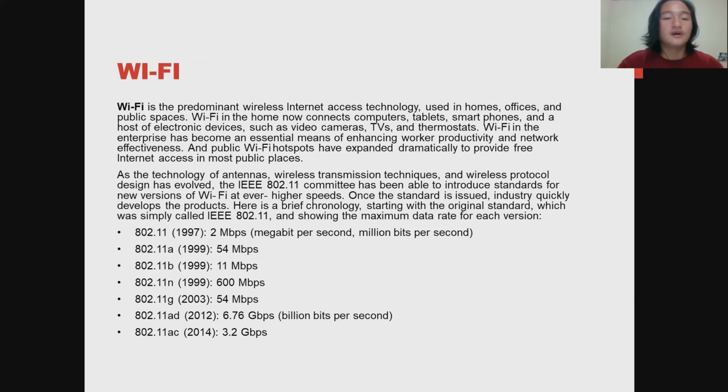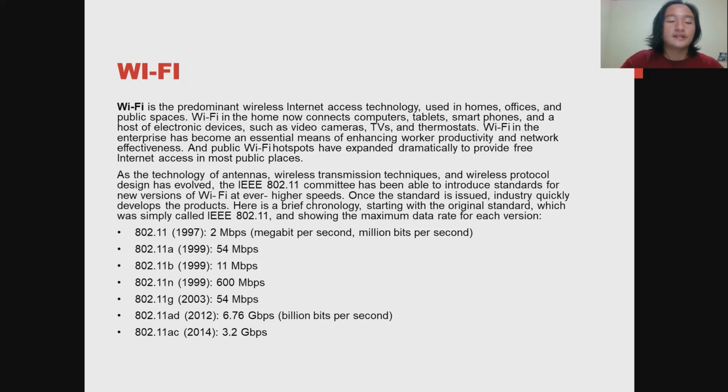As the technology of Ethernet's wireless transmission techniques and wireless protocol design has evolved, the IEEE 802.11 committee has been able to introduce standards for new versions of Wi-Fi at ever higher speeds. Once the standard is issued, industry quickly develops the products. Here is a brief chronology, starting with the original standard, which was simply called IEEE 802.11, and showing the maximum data rate for each version.